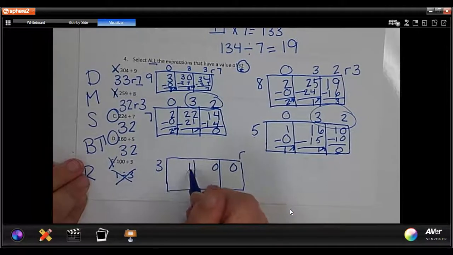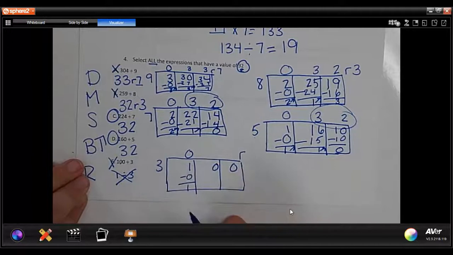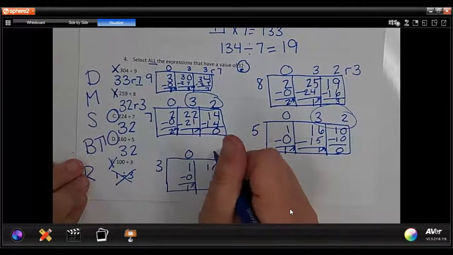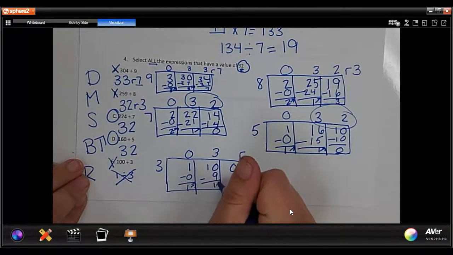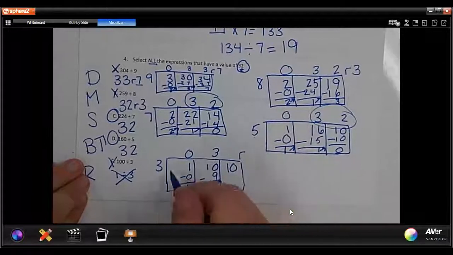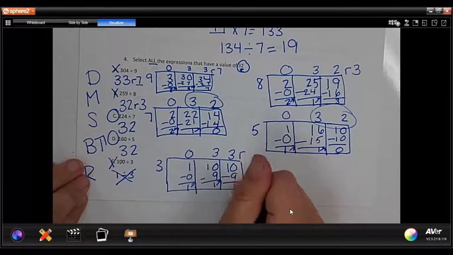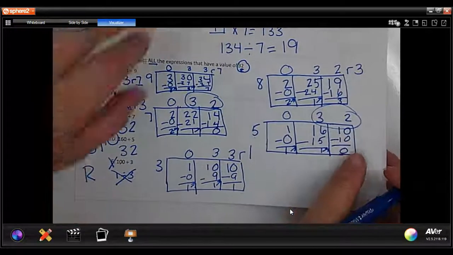So 3 goes into 1 0 times. 3 times 0 is 0. Subtract that, you get 1. Bring up the 1. That's going to be 3 going into 10, which goes in 3 times. 3 times 3 is 9. Subtract the 9, we get 1. Bring it up again. We get 10 again, so 3 goes into 10 3 times as well. 3 times 3 is 9. Subtract, and I still have a remainder of 1. So that answer is incorrect as well.